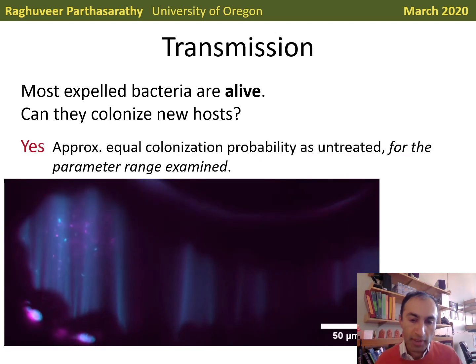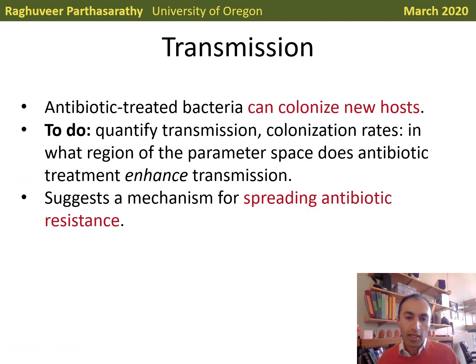There's a wide parameter range to look at, but in the things we've been examining so far, it certainly appears that the antibiotic-treated bacteria can colonize new hosts. In fact, under most conditions, they do this about as well as the untreated bacteria. Here we're looking at a single optical plane in the intestine, and we see swimming around in real time both the pink and blue bacteria in these recipient fish. There's quite a bit to do to quantify the transmission and colonization rates, but clearly these antibiotic-treated bacteria can be quite good at colonizing new hosts, and it suggests a mechanism for spreading antibiotic resistance, as these bacteria are the ones that have experienced antibiotics in the past.